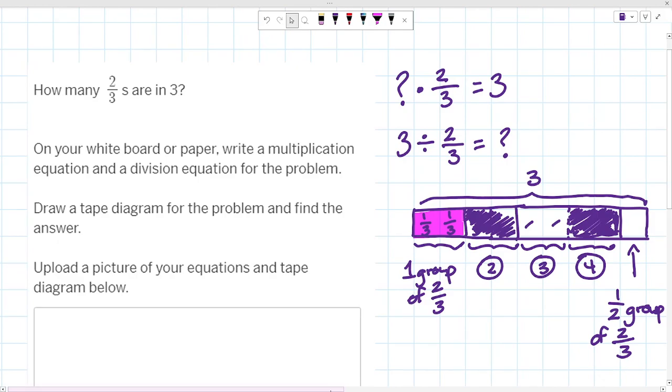So make sure you have your tape diagram and your equations on your paper and that you take a picture of it to be able to upload it, or use Desmos directly to take a picture. That's probably the better way.